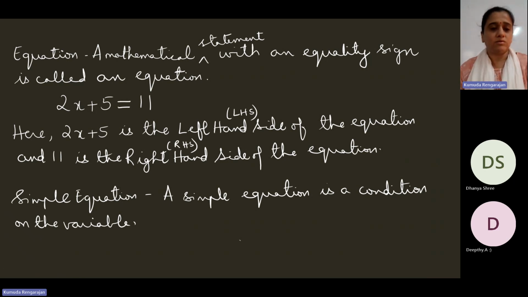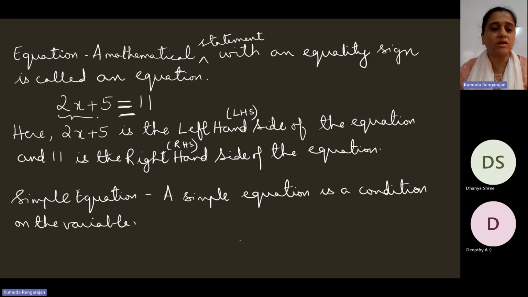Okay. So this one, 2x is just an example. So 2x plus 5 is equal to 11. So you see the equality sign here, and this is a statement. 2x plus 5 is equal to 11 is a statement. And here you see the equality sign. So this is also called an equation. This mathematical statement has an equality sign in it, so it's called an equation. What is an equation? It is a mathematical statement with the equality sign.